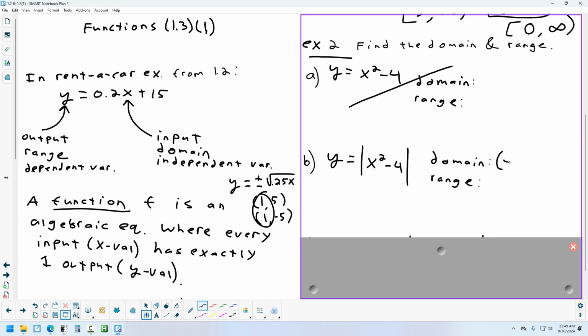So the way you write all real numbers is negative infinity is the lowest number you can pick. Positive infinity is the highest. And you use parentheses because you can't include those. You can never reach them.